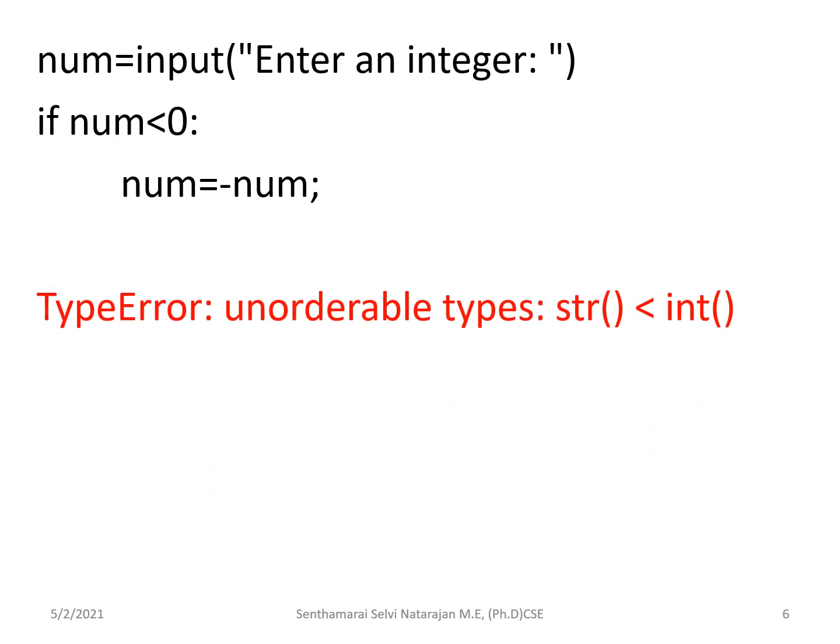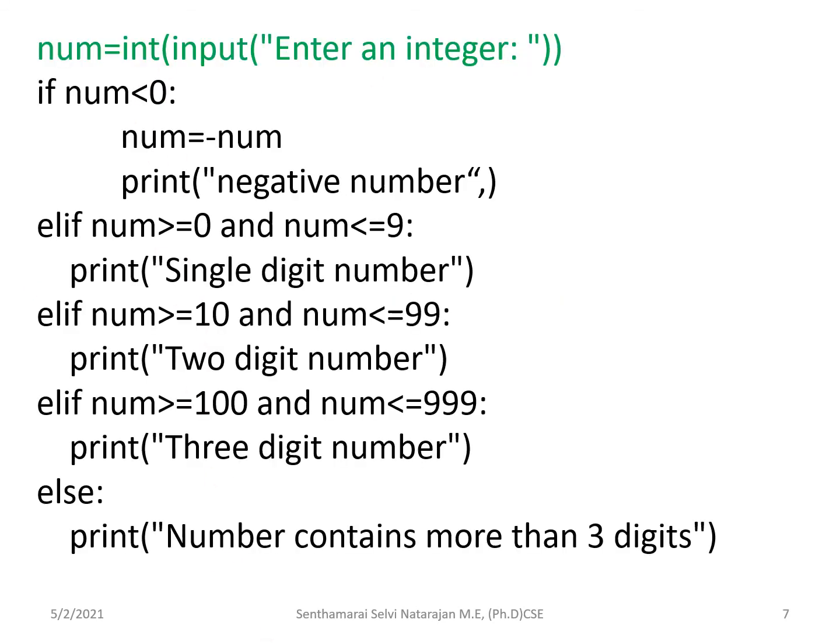The next slide. Here the type error is specified. So I have said that in the num input, in the if, unorderable types: string less than int. Here, for checking this condition, it specifies that error. So you have to make an int in front of this input, and then you can correct that error. Here the corrected code I have given. So I have made it num is equal to int input, and then if num less than 0, I have corrected these errors also.